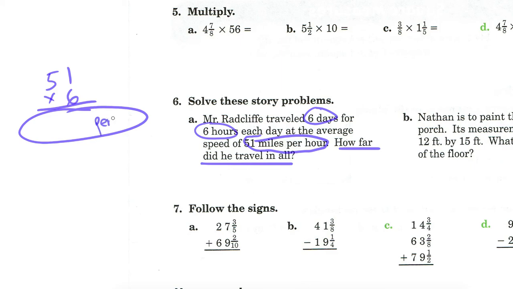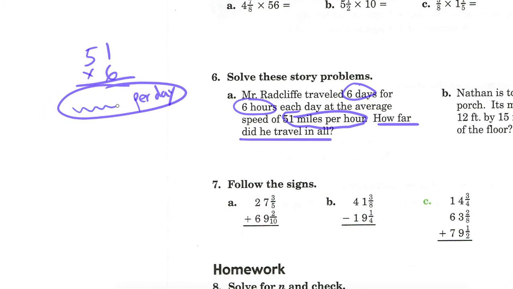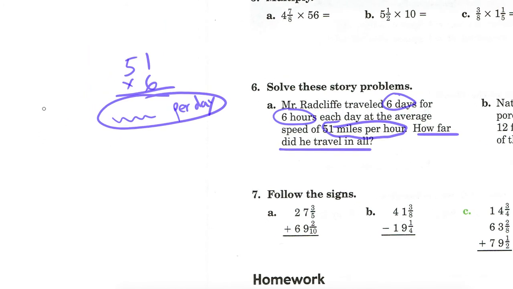That's per day. But they don't want to know how many miles he traveled per day. They want to know how far he traveled in all, so they want his total miles. So take whatever answer you have here and multiply it by how many days he traveled, which is 6 days. Multiply it by 6, and that'll give you the total miles he traveled.